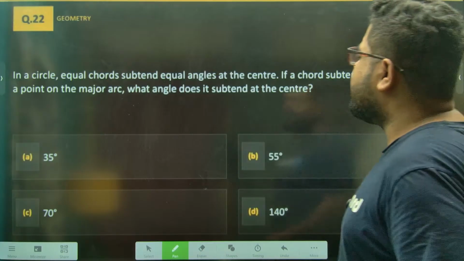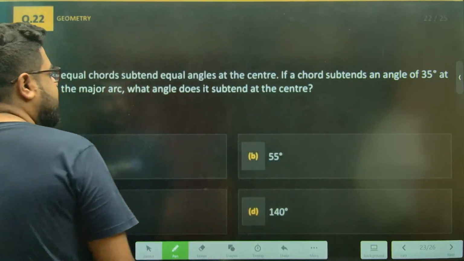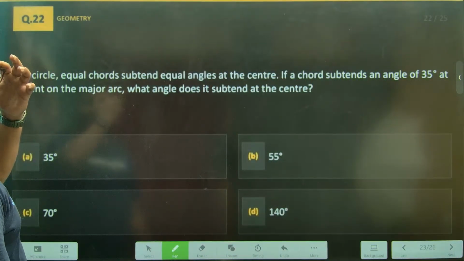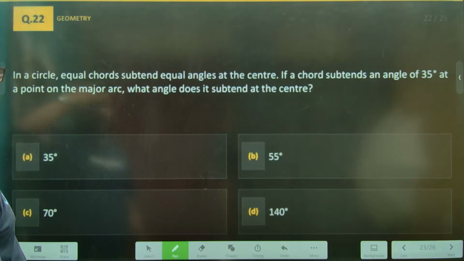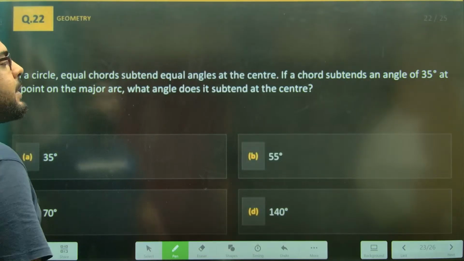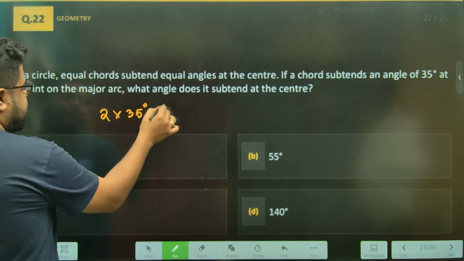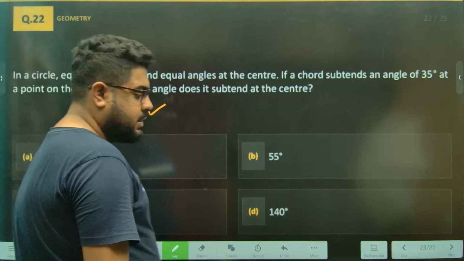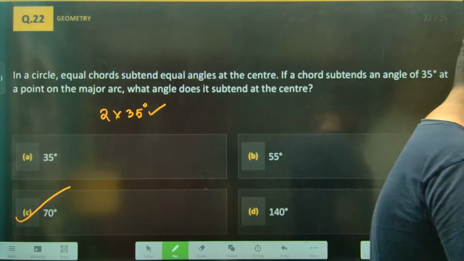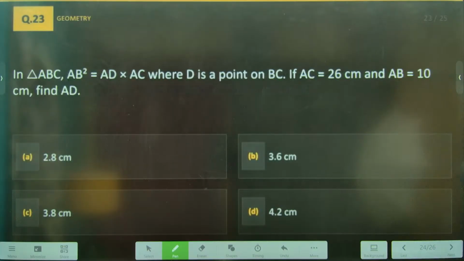In a circle, equal chords subtend equal angles at the center. If a chord subtends an angle of 35 degrees on the major arc, what angle does it subtend at the center? So double. We all know double will be the central angle, 70 degrees the answer. Again, you don't need pen and paper for this.